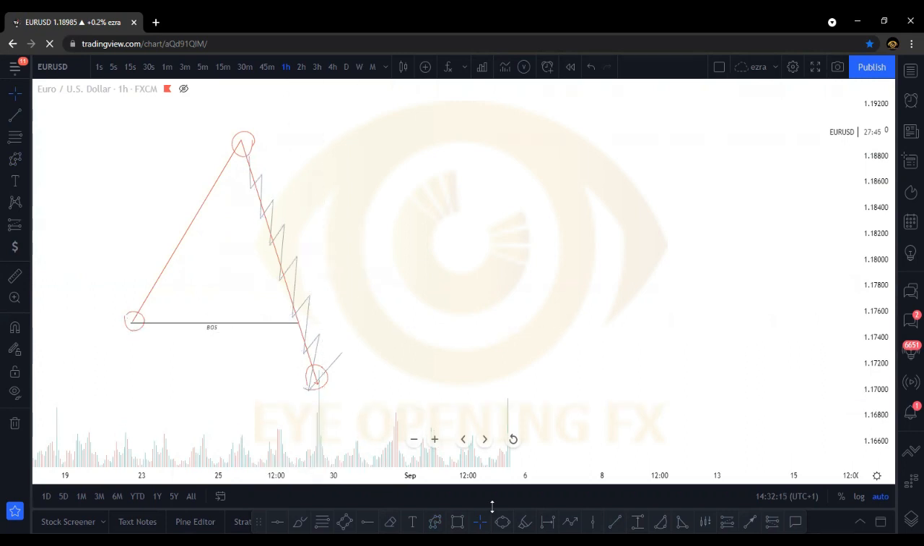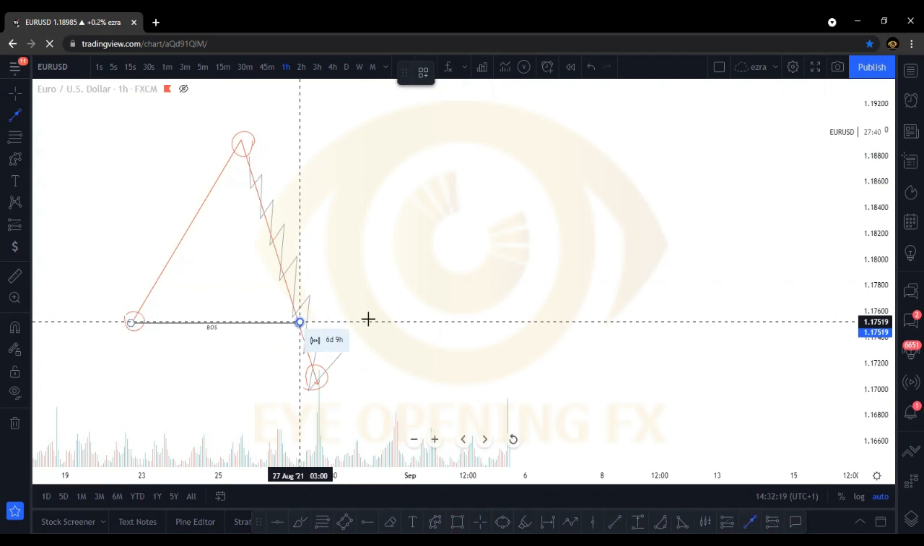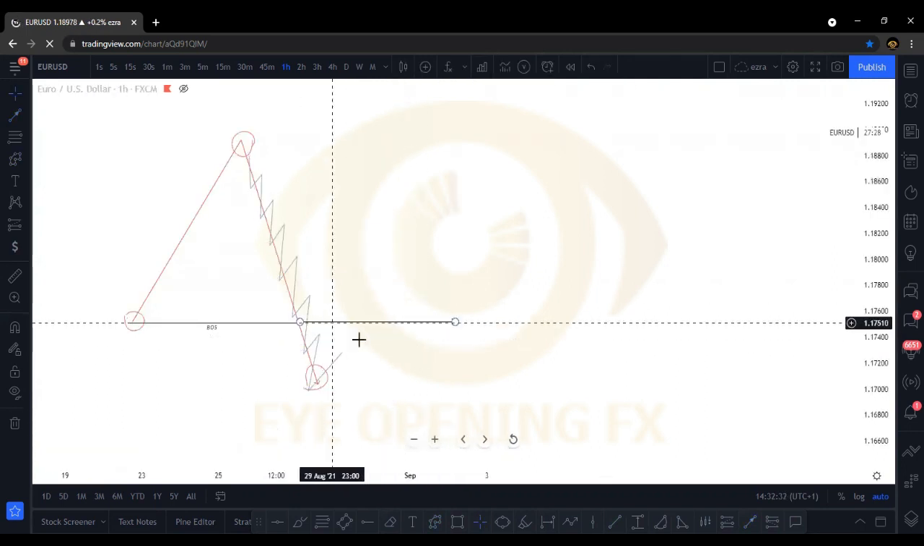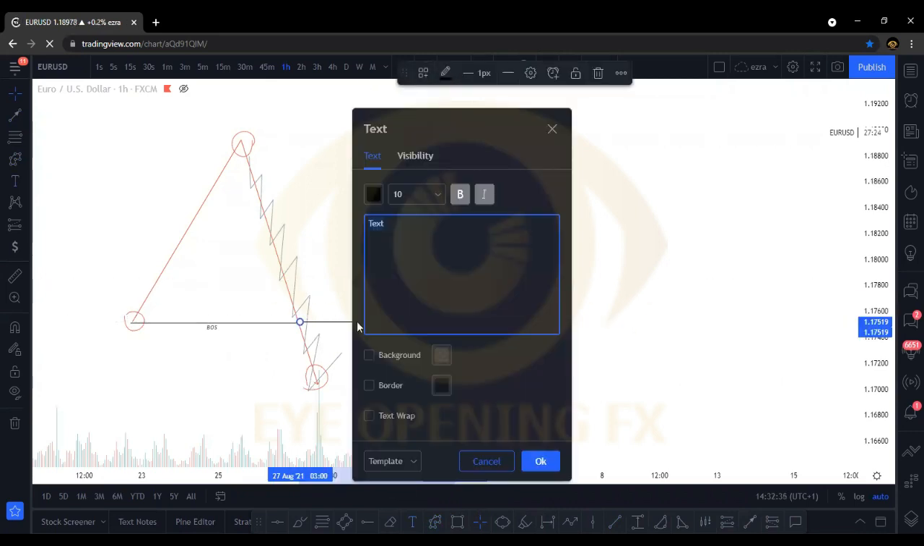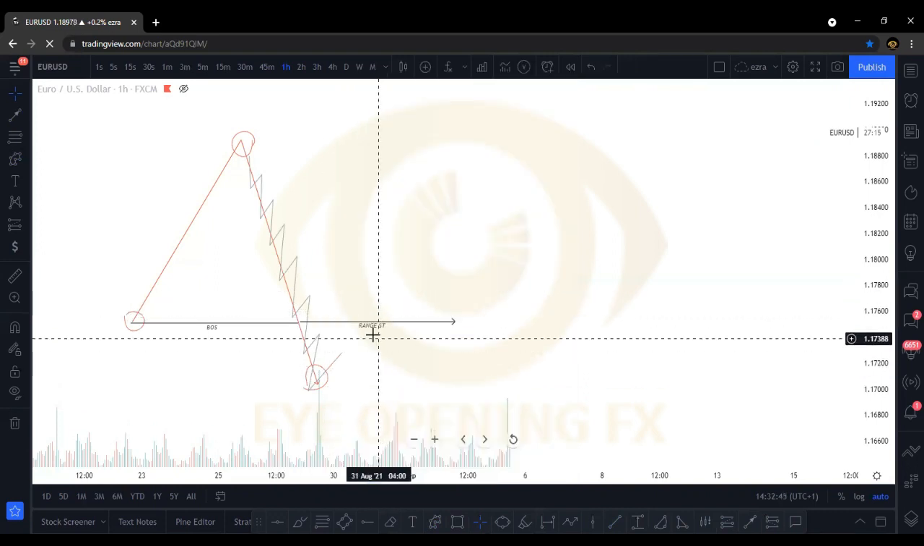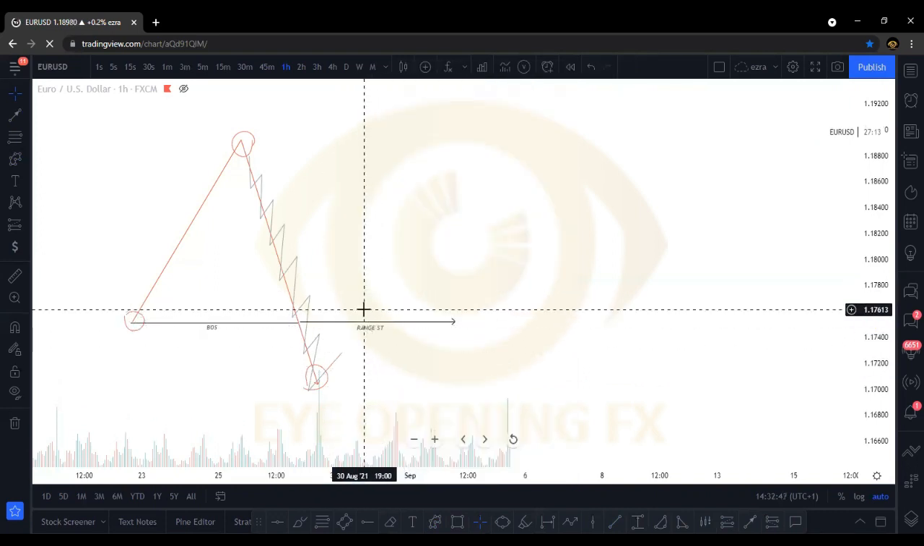Now, anything else market creates below this area is our range structure. Anything created below this area is our range structure.